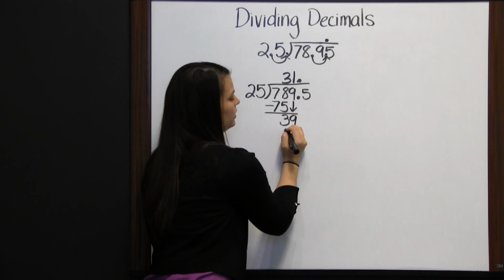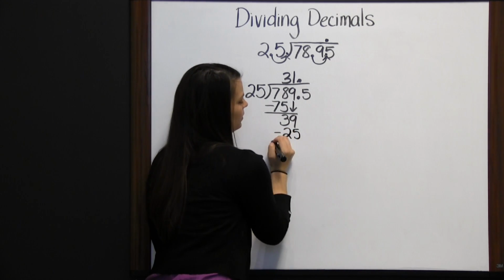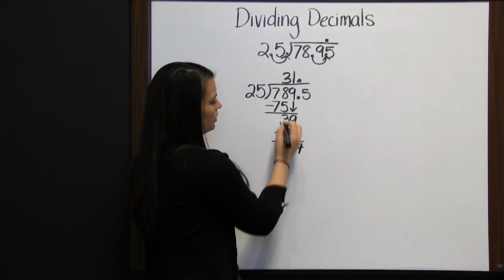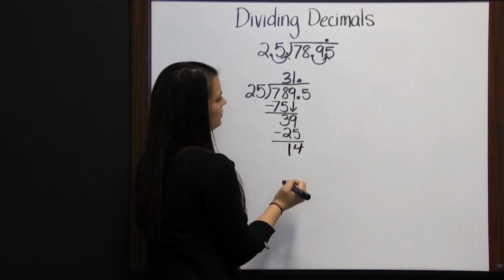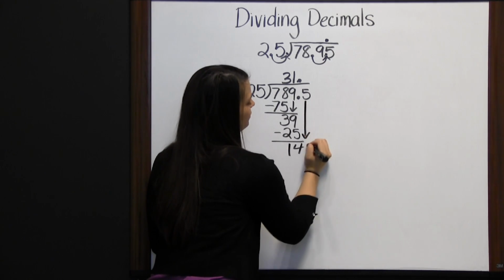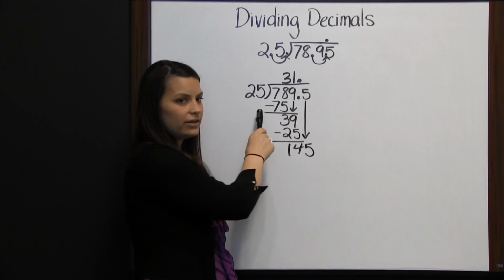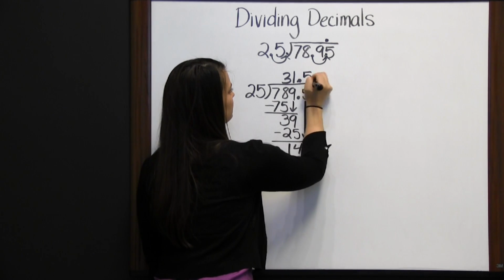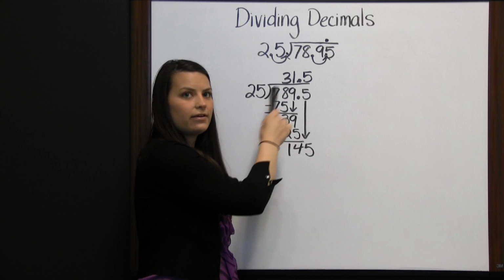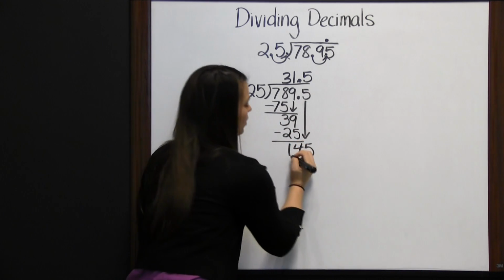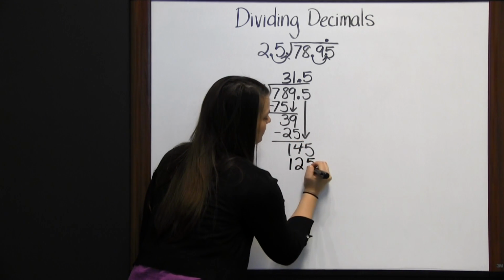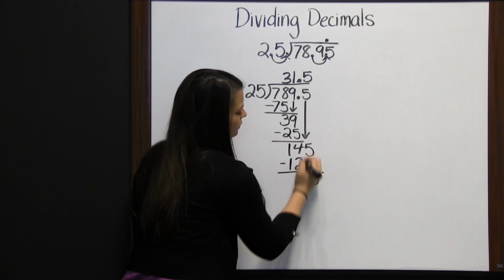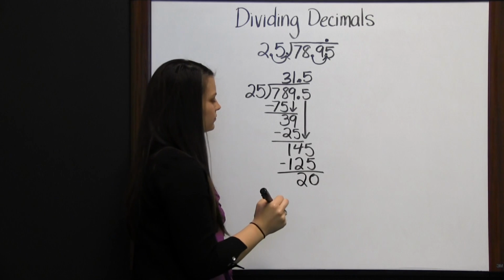25 times 1 is 25. We subtract. 9 minus 5 is 4. 3 minus 2 is 1. Then we bring down our 5. 25 goes into 145 5 times. 25 times 5 is 125. Then we subtract. 5 minus 5 is 0. 4 minus 2 is 2.